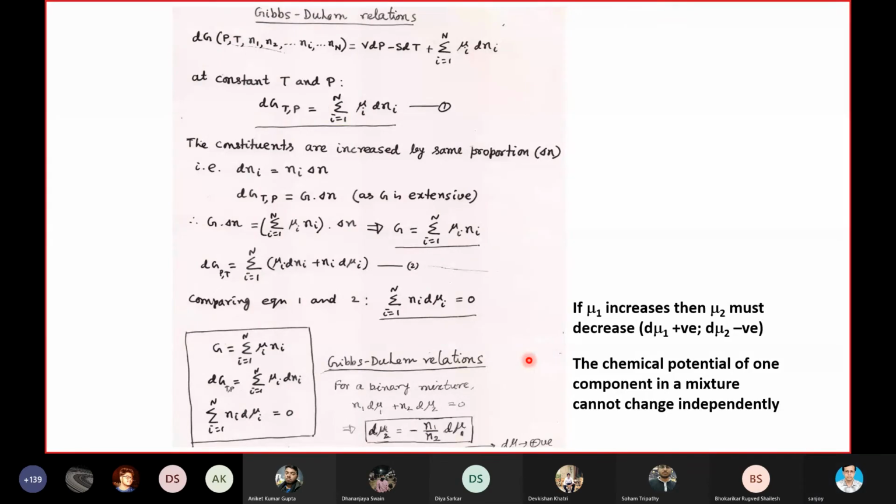So this is an important significance, and these three relations are very important for open systems. If you want to understand the thermodynamic properties of the open system, then these Gibbs-Duhem relations are the fundamental equations. They are the starting points.